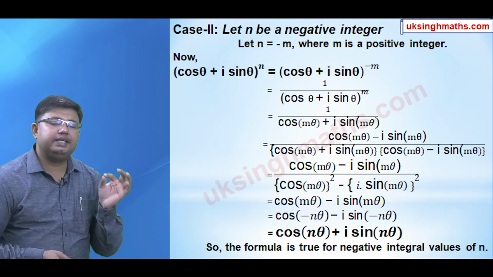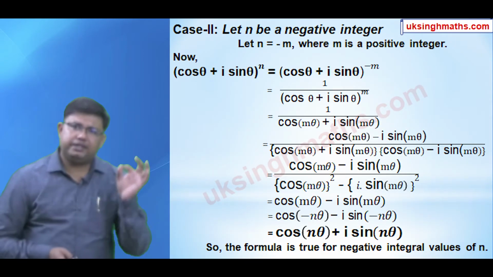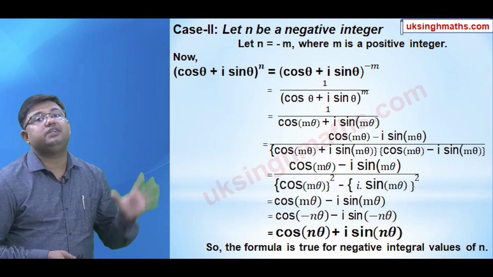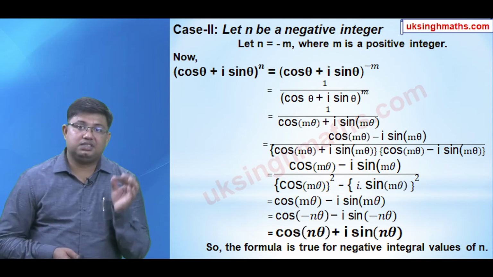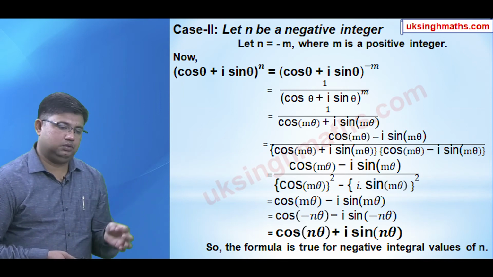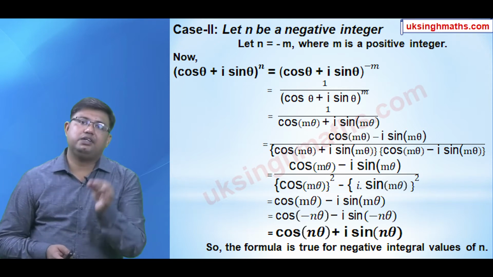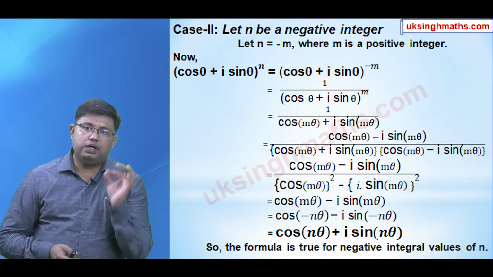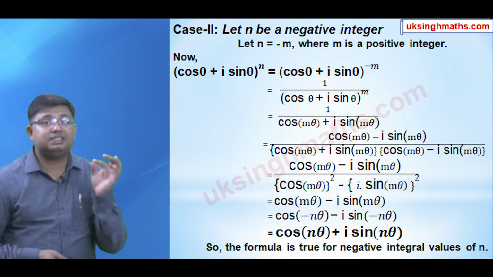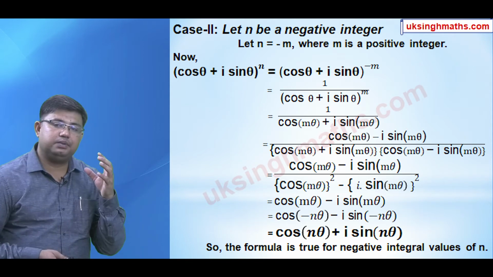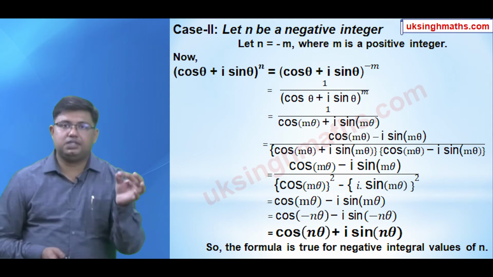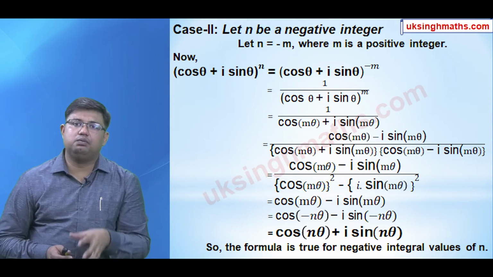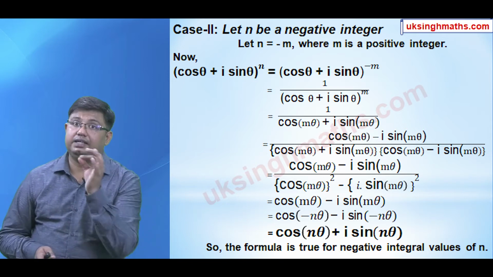Now case 2, let n be a negative integer. In this case, let us suppose that n = -m, where m is a positive integer. Now (cos theta + i sin theta)^n = (cos theta + i sin theta)^(-m), and according to the law of index, we have 1 / (cos theta + i sin theta)^m. We have just seen that for the positive integral value, de Moivre's theorem is verified, so it will be equal to 1 / (cos m theta + i sin m theta).